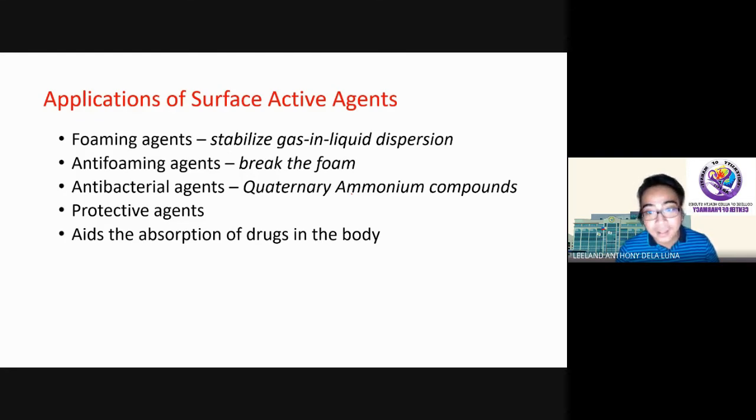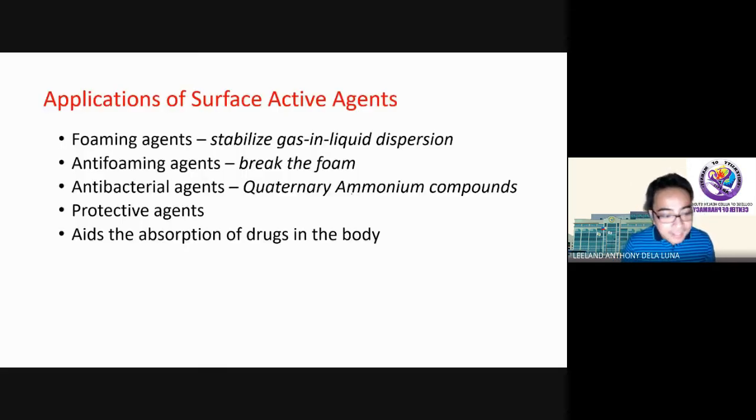Antibacterial agents such as quats, yung quaternary ammonium compound, ginagamit, class, as antibacterial agents. Usually ginagamit for debridement ng mga sugat. Pag sinabi ang debridement, yung nililinisan yung sugat. Nakakita naman kayo ng diabetic foot? Diabetic foot, class, it's an open wound, kadalasan mahirap gumaling, matagal gumaling kasi diabetic nga, so nagkakaroon ng formation ng kung ano-ano. So, class, ginagamit natin pang-debride would be, well, hydrogen peroxide or quaternary ammonium compound. Okay, protective agents, and other than that, it aids in the absorption of drugs in the body.